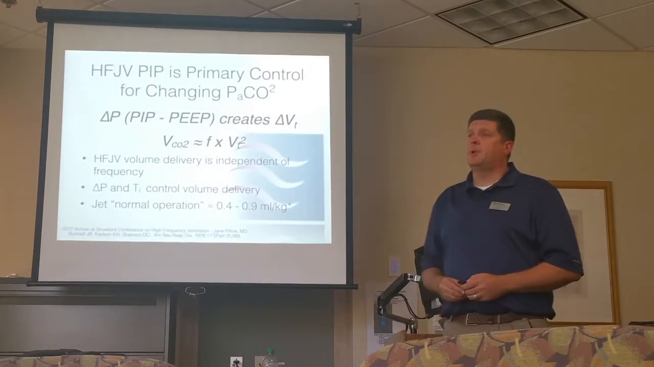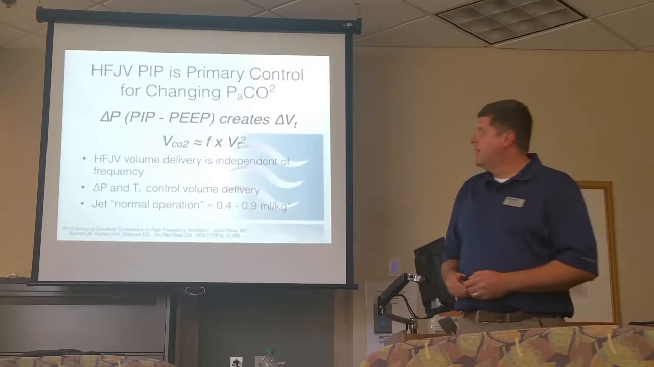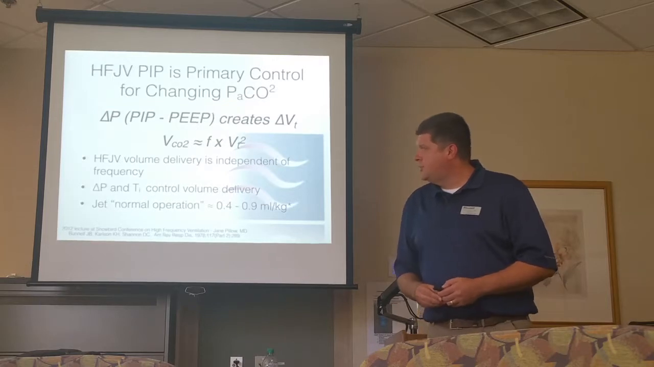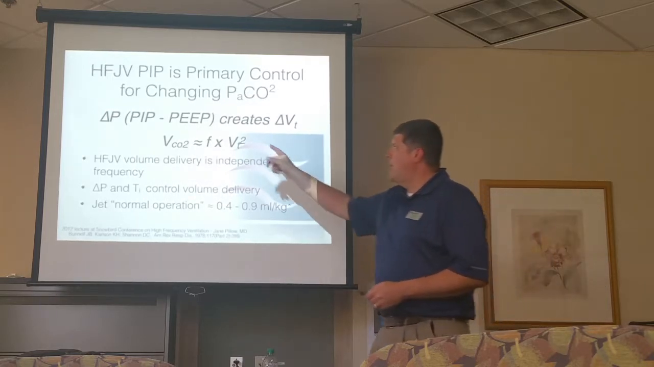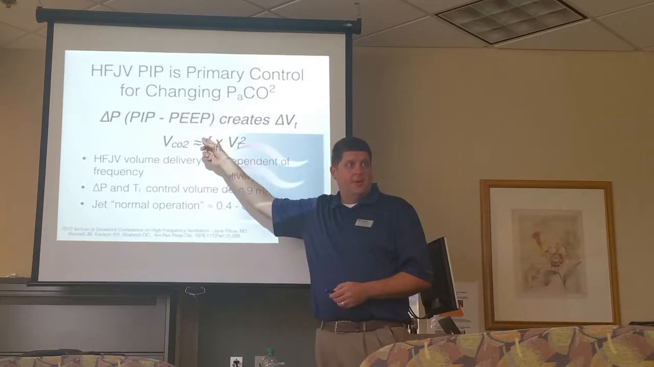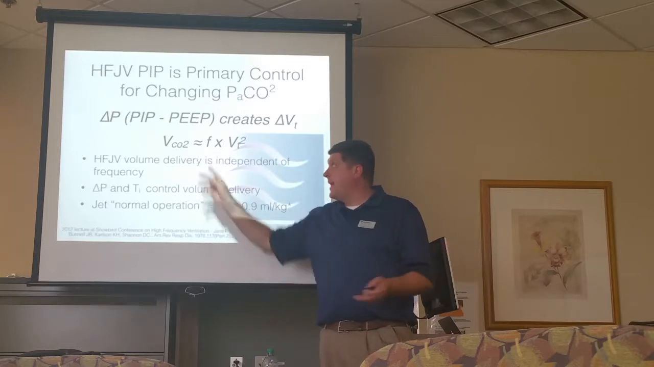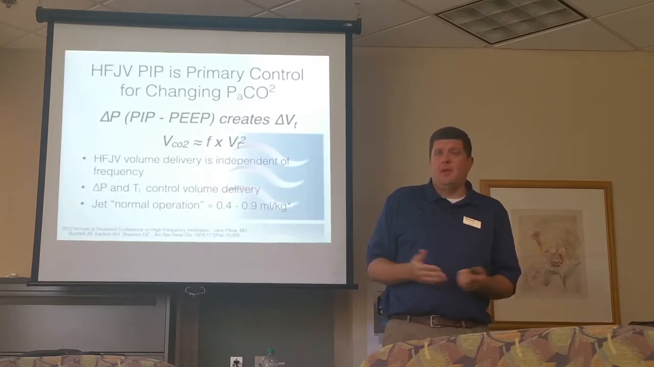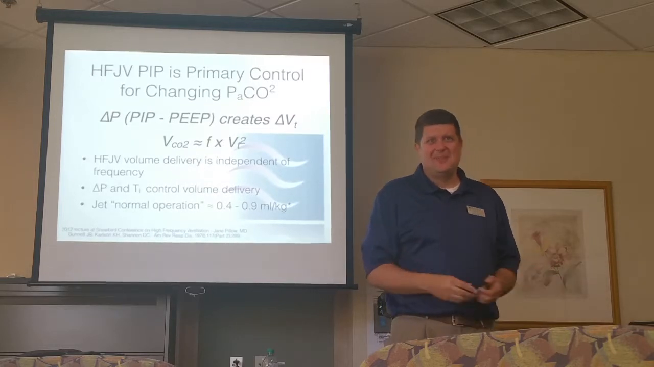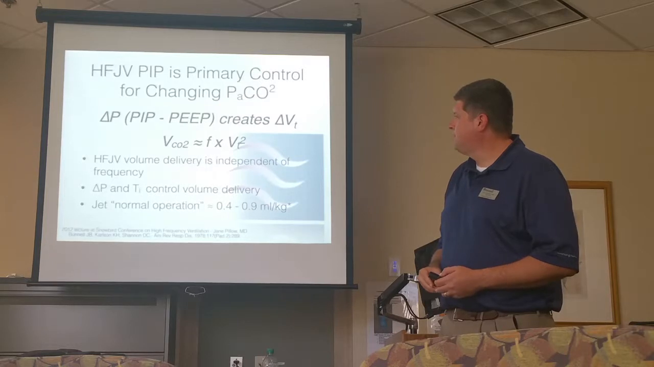So your primary control is the jet PIP. CO2 is high, go up on the jet PIP, okay? Create a larger delta P. Do remember though, it is a delta P. So if I go up on my PEEP by 2, what did you just do to your overall delta P? It shrunk by 2, okay? So you may need to go up on the PIP to compensate. Do you have to? No, I mean, only if the baby says he needs to, but that is something to consider, okay?